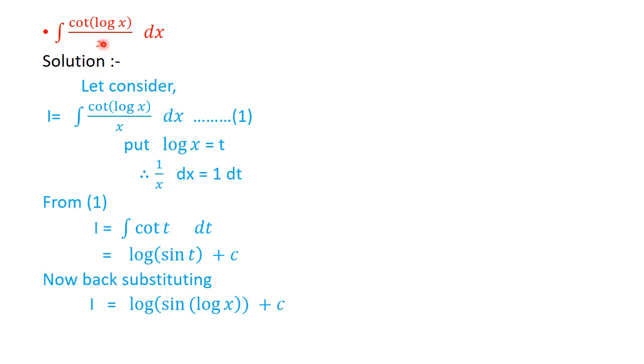Next, integrate cot of log x by x dx. Again similarly, only cot is there. Again the same substitution, put t is equal to log x, 1 by x dx equals dt. Therefore, our function by substitution becomes cot of t. What is the integration of cot t? It is equal to log of sin of t plus c. Now by back substitution, t is equal to log x. Therefore, log of sin of log x plus c.